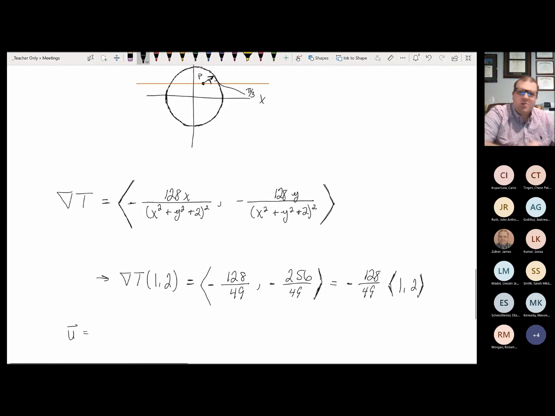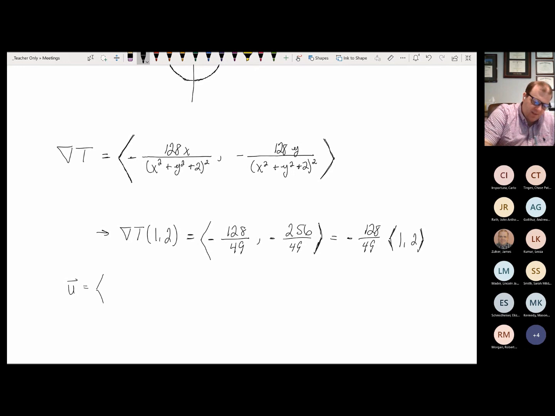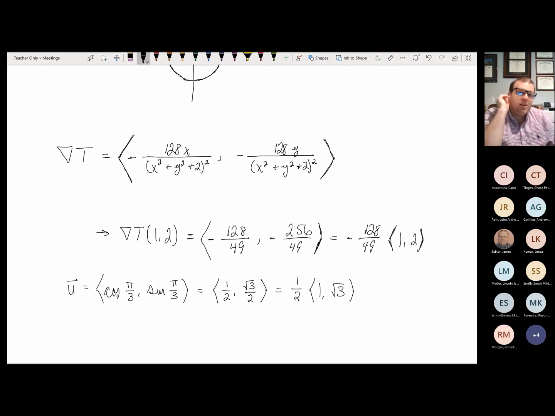Direction vector. It was making an angle of pi over 3 from the positive horizontal, right? Well, that's easy then, right? It's just going to be cosine of pi over 3, sine of pi over 3, to be 1/2, root 3 over 2. Which again, we can actually simplify by saying it's a half times 1, root 3.